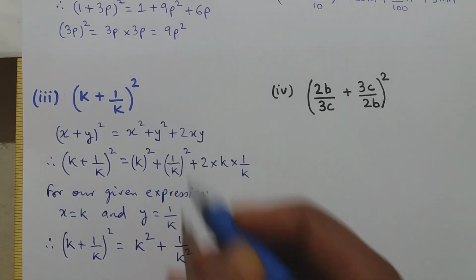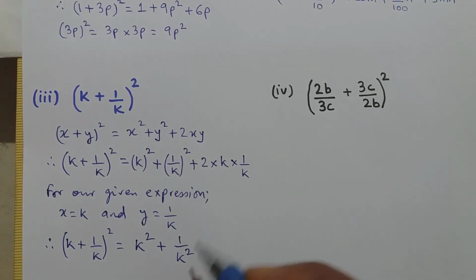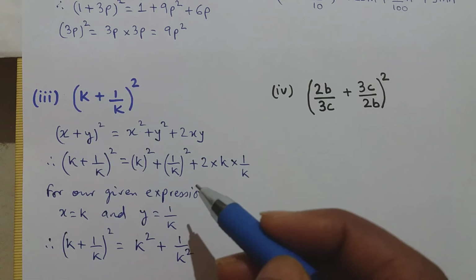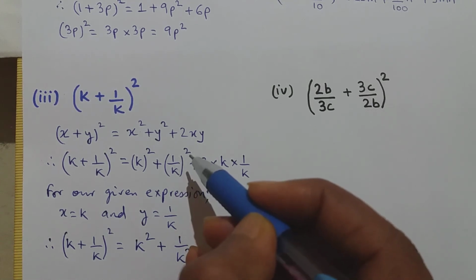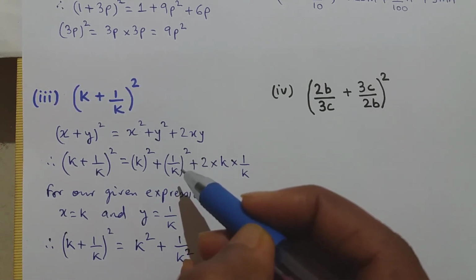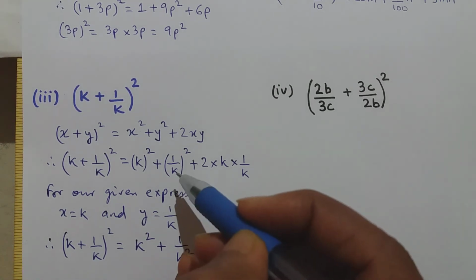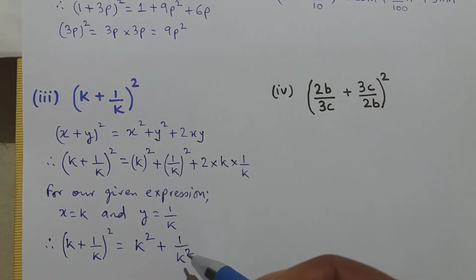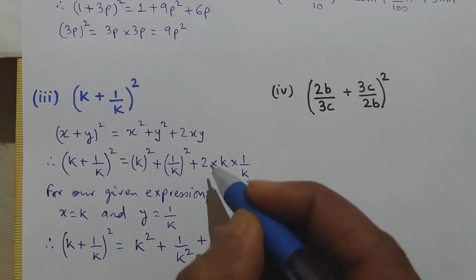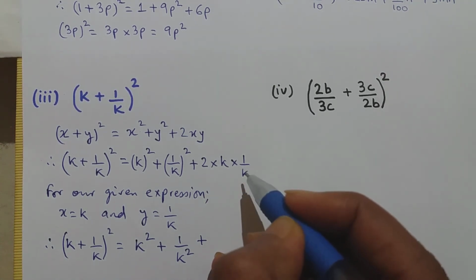1 by k whole square is 1 by k square. This comes from the knowledge of exponent. 1 by k whole square means 1 by k into 1 by k, and 1 by k into 1 by k is 1 by k square. So 1 by k whole square becomes 1 by k square plus 2 into k into 1 by k.